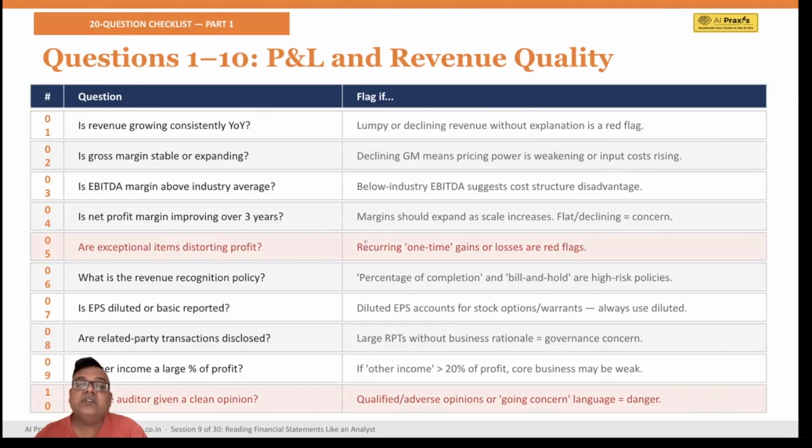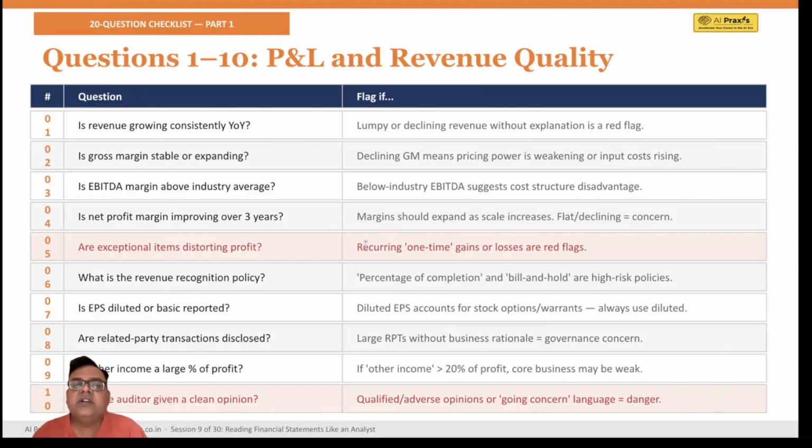Ideally, margins should expand as the company scales. If margins are flat or declining, that's a concern. Are exceptional items distorting profit? If yes, if you see repeated one time gains or losses, right? That's a red flag because they're no longer truly one time.